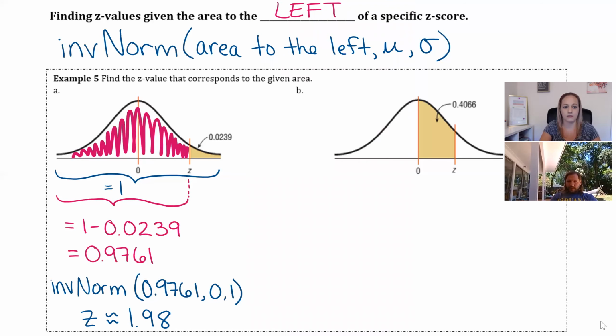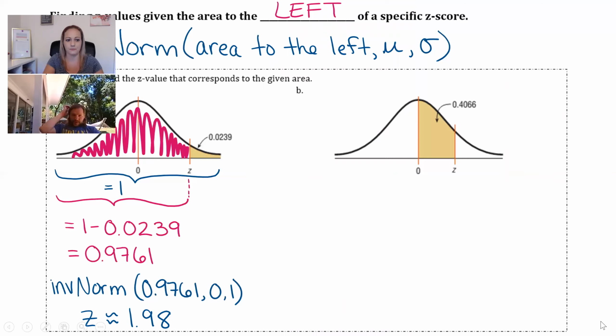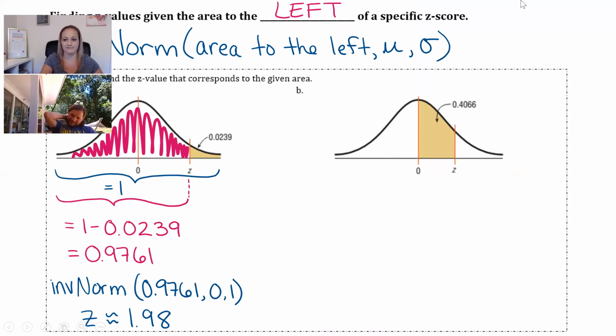Okay, do you want to explain part B? I'll give it my best shot. Okay, so this looks like maybe we have to do a compound sort of thing where we know that we want to calculate the area of that shaded region.